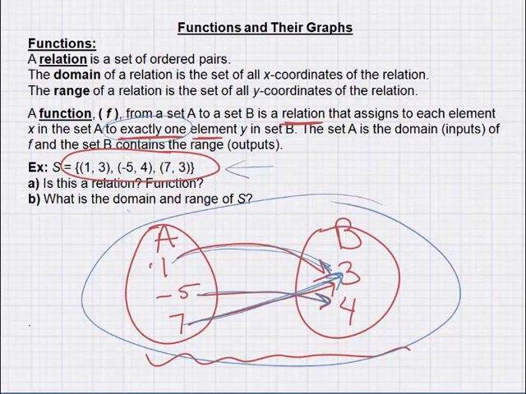The next part is, well, what's the domain and what's the range? The domain is everything in the first set, and the range is everything in the second set, or essentially the first component of every ordered pair is my domain, and the second component of every ordered pair is my range. So this would be considered my domain, and this would be considered my range.